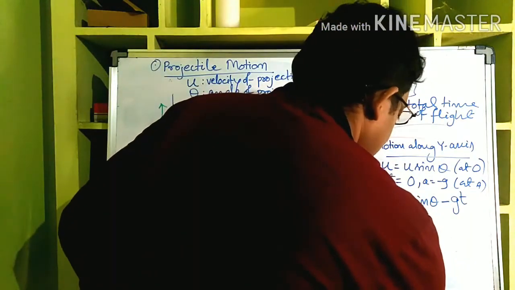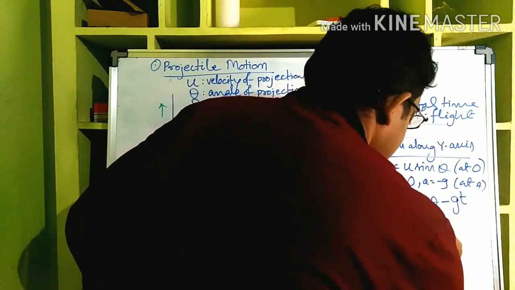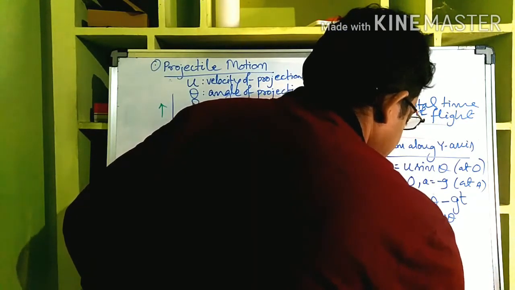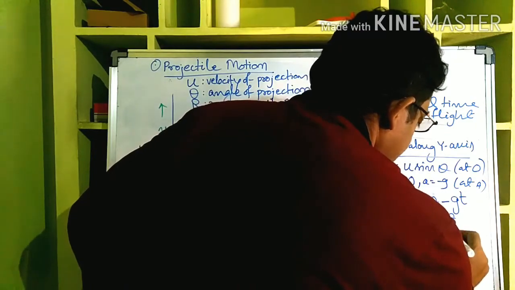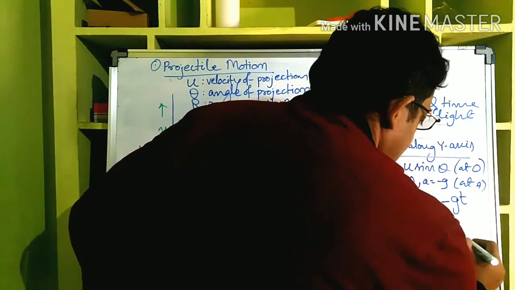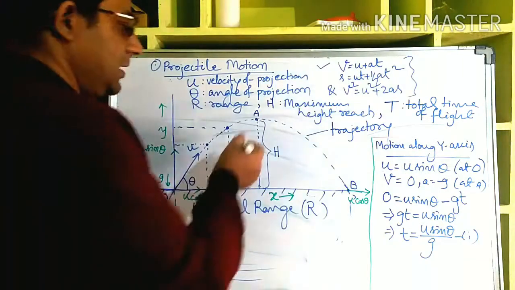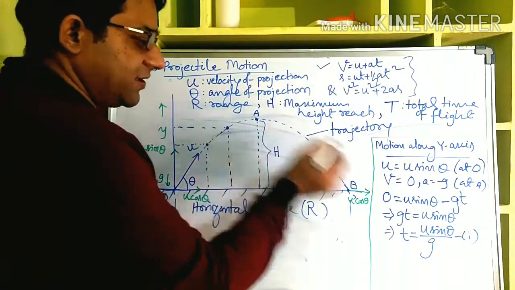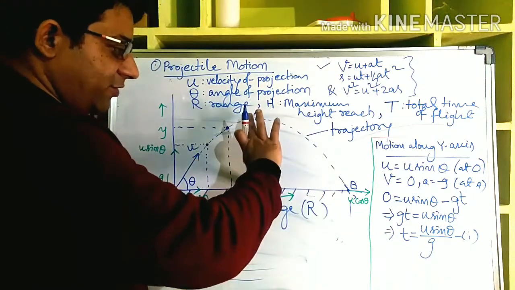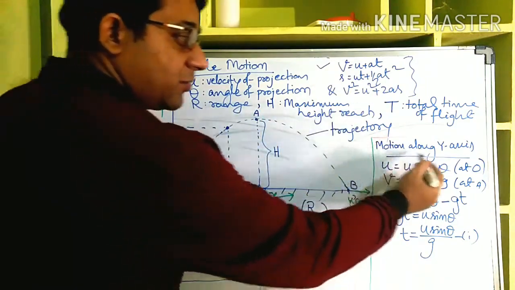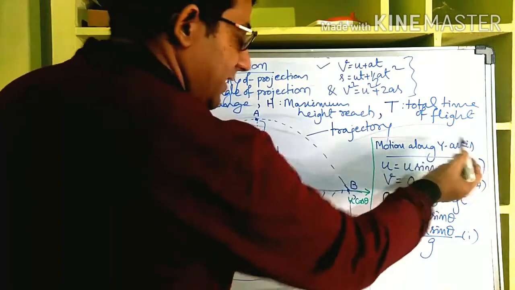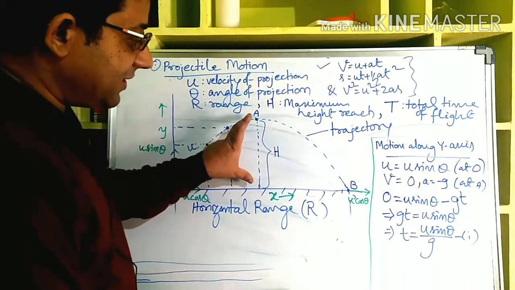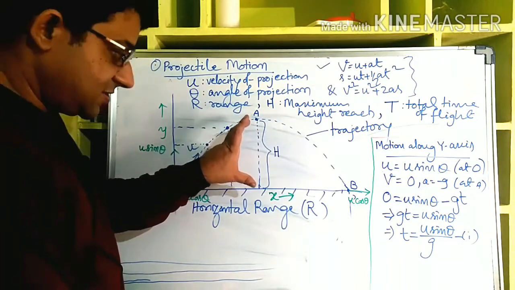From this, what can we conclude? gt is equal to u sin theta, which implies that t is equal to u sin theta by g. Let us call it equation 1. Now we are going to find out what is the distance traveled within this much time. If we calculate the distance traveled in t time while studying the motion along the y-axis, that is nothing but the maximum height reached, yes or no?